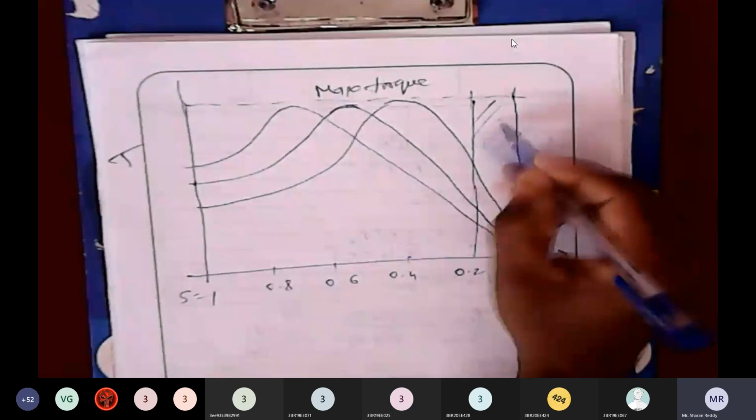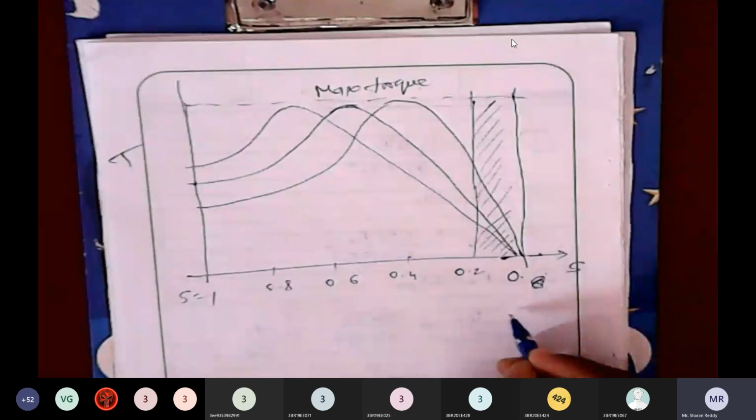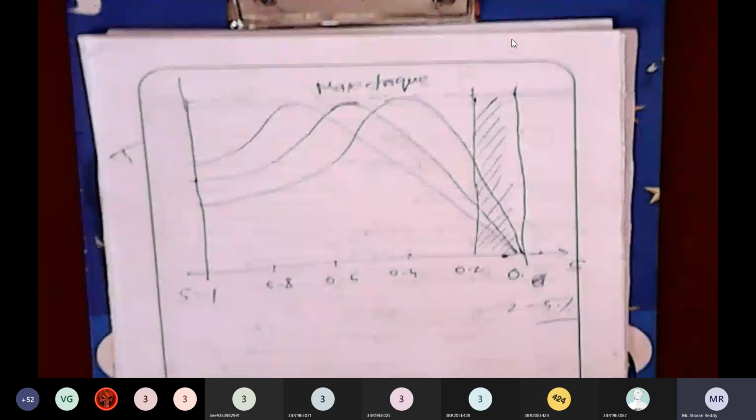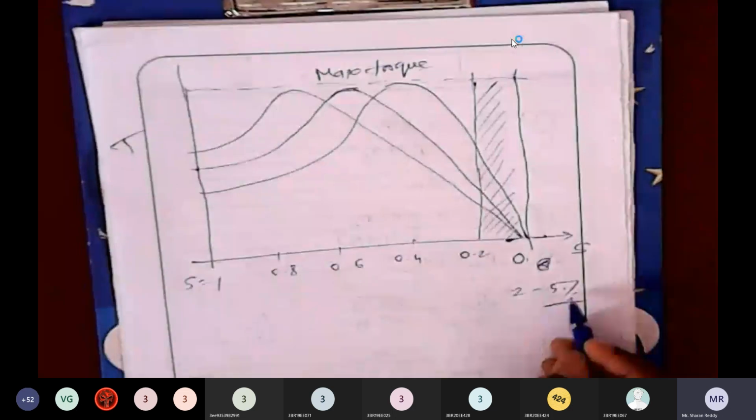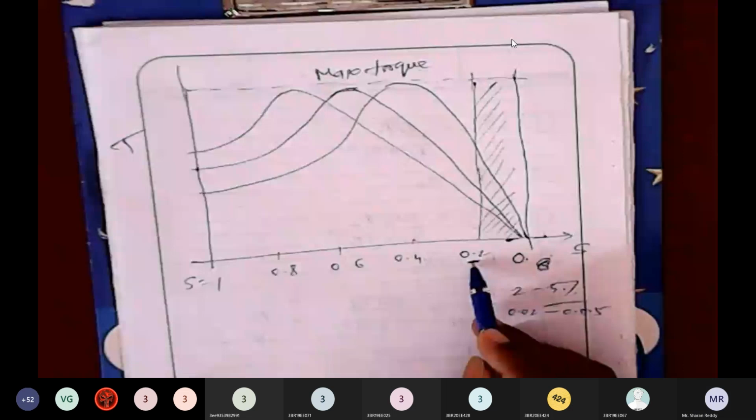What is the practical value of slip we can apply? That is 2 to 5%. The practical value of slip can be 2 to 5%, that is 0.02 to 0.05. So that means within less than 0.2 only we have to operate. 2 to 5% means what?